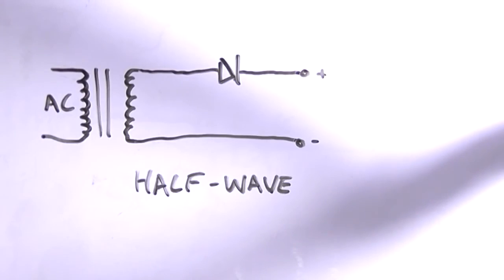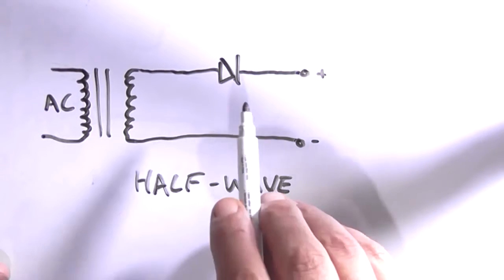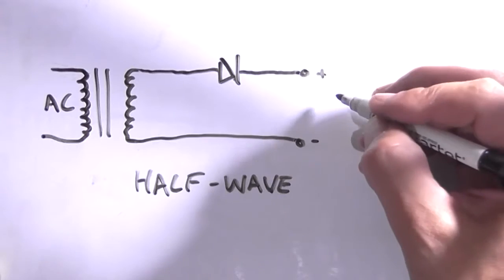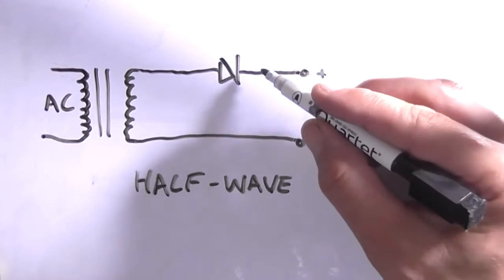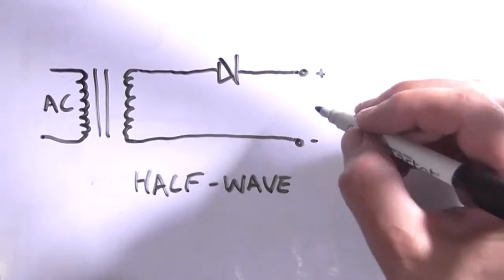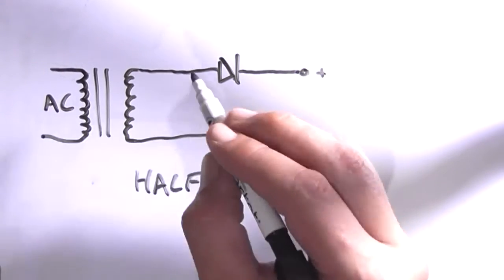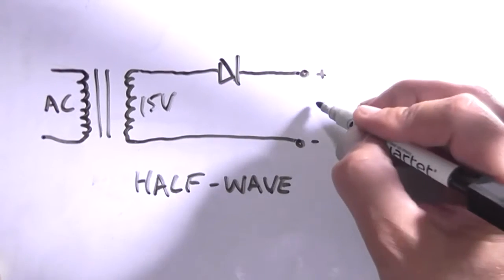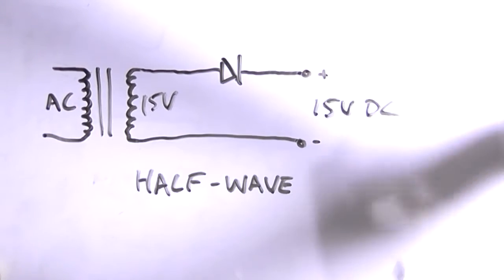So the first rectification circuit we're going to look at is the half-wave rectifier, which just uses a single silicon diode, such as a 1N4004. And the DC is formed over here at the cathode, it becomes positive. And depending on what the voltage of this transformer is, say 15 volt, you're going to have 15 volt DC here.